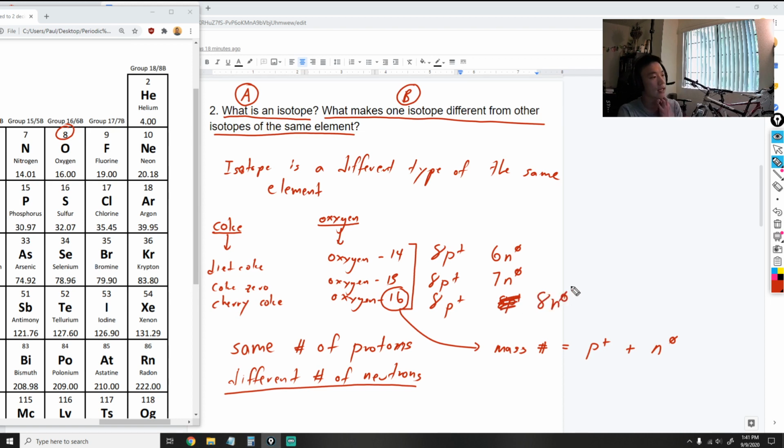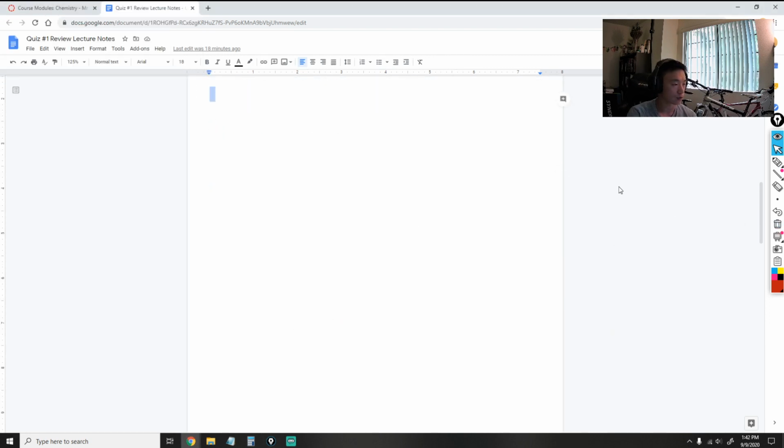Okay, so to answer both parts of the question, what's an isotope? An isotope is a different type of the same element. And what makes one isotope different from other isotopes? They have the same protons, but they have a different number of neutrons. Alrighty, guys, let's go on to the next problem.